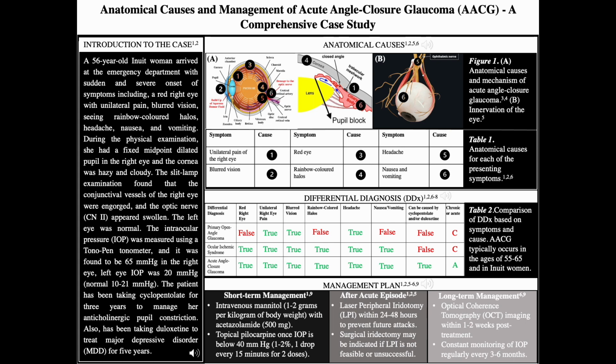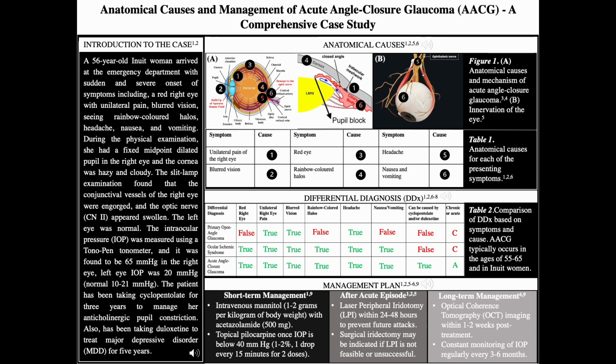Management plan. The short-term management, upon diagnosis: the immediate focus is on reducing the intraocular pressure to alleviate the symptoms and prevent further damage. This involves the administration of intravenous mannitol ranging from 1 to 2 grams per kilogram of body weight, along with acetazolamide, a dose of 500 milligrams. Additionally, topical pilocarpine is instilled once the IOP falls below 40 millimeters of mercury, typically administered as 1 to 2% solutions with 1 drop every 15 minutes for 2 doses.